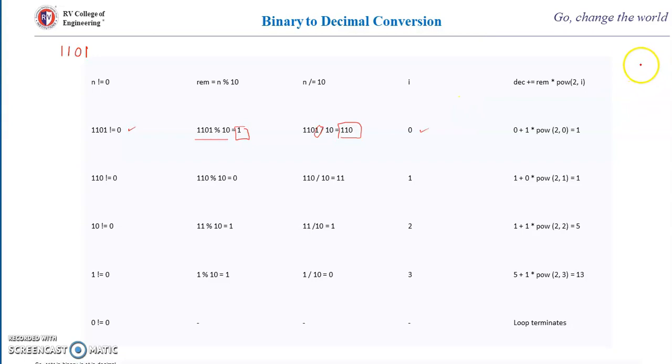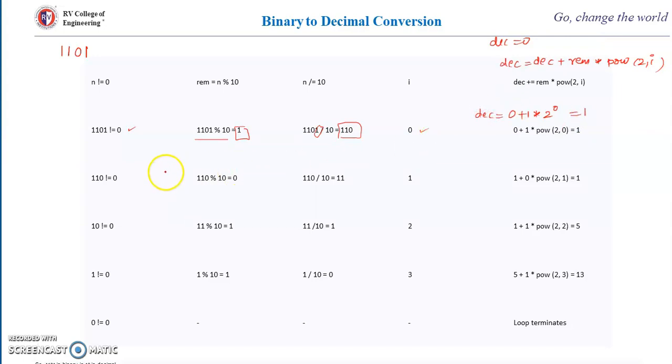And then I value is 0. This is the loop variable. So decimal is equal to decimal plus remainder into power 2 comma I. Decimal is initialized as 0, and then remainder is 1 into power 2 comma I, where I value is also 0. So this is nothing but 0 plus 1 into 2 to the power 0. So this will be 1. Now this is decimal.